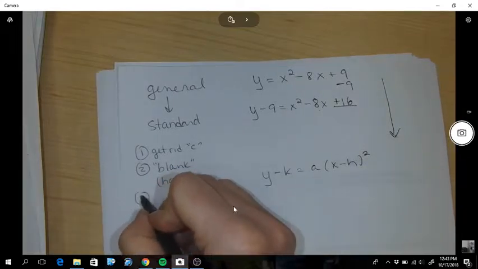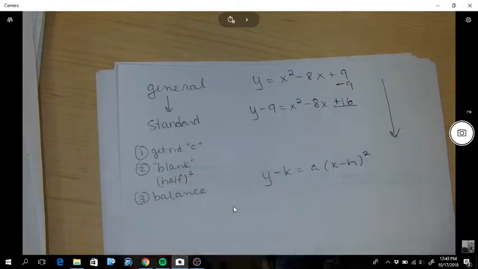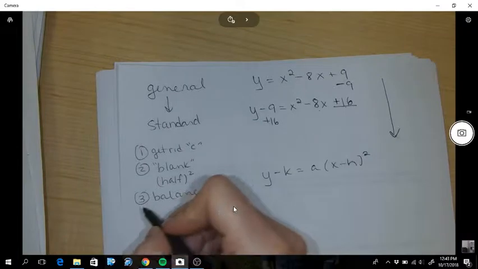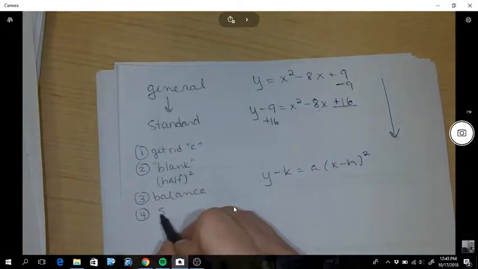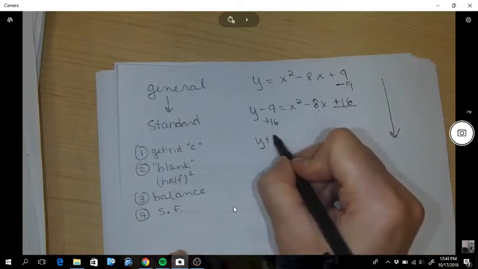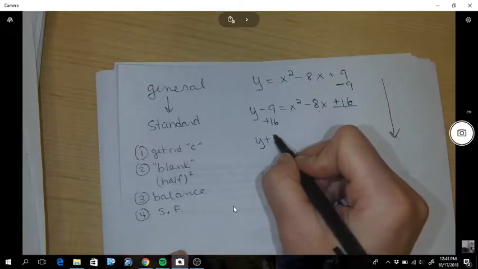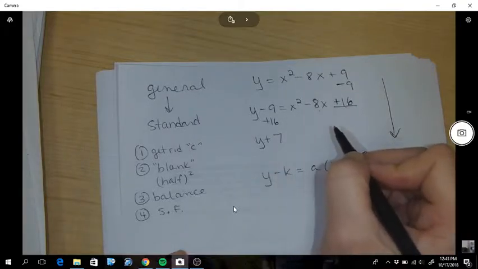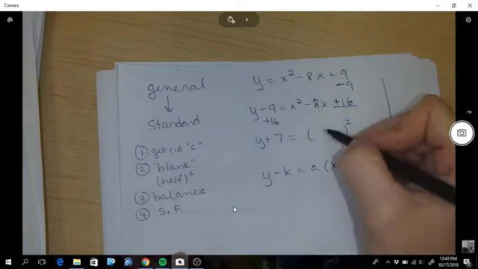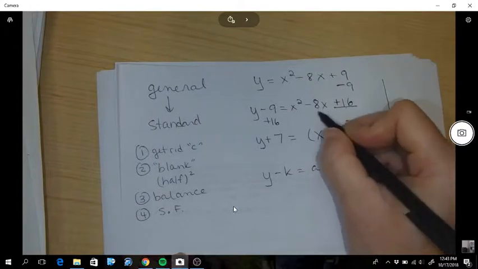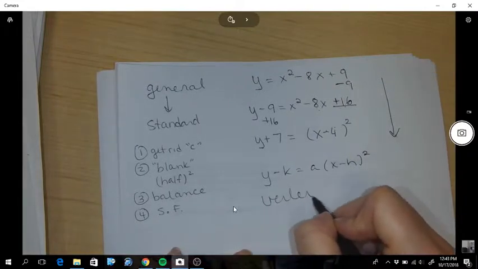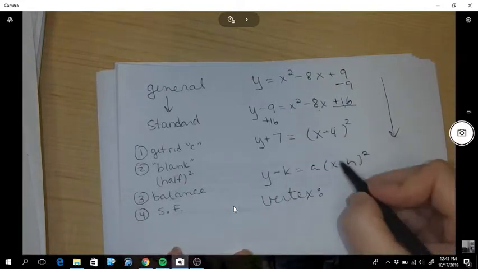Okay, step 3 is balance that out. So if I add 16, my teeter-totter went off, so I add 16 to the other side. And the last step is to write standard form. So this is y + 7. And then we have this trinomial becomes a perfect square. And the number needs to be half and square root. And we're done. So now we know the vertex is (4, -7).